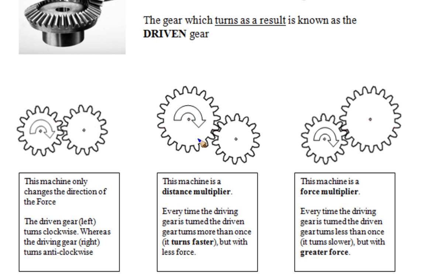But if we have two wheels of different sizes, have a look at this wheel here. Because this wheel is bigger, every time I turn it around once, is the smaller wheel going to turn around more than once or less than once?